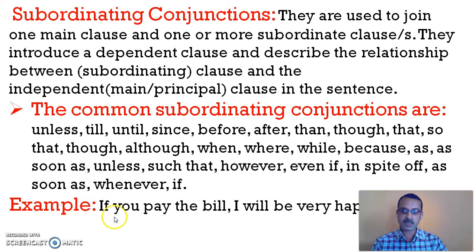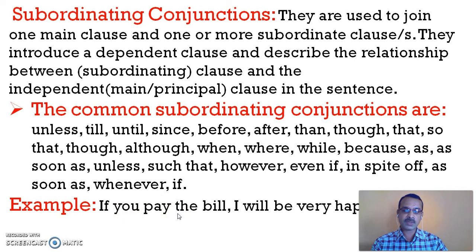For example, here in this example we can see there are two clauses. If you pay the bill is the first clause and I will be very happy is the second clause, and these two clauses are separated by a comma. In this sentence, actually this is a sentence consisting of two clauses. In this example, one is the subordinate clause and another one is the main clause.